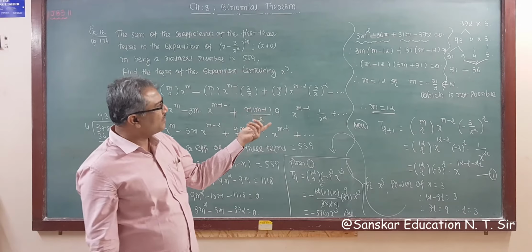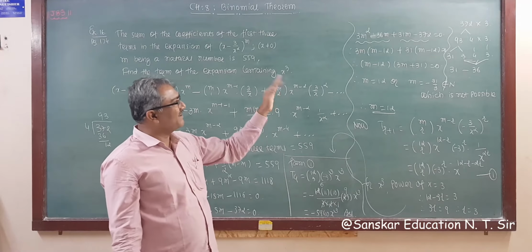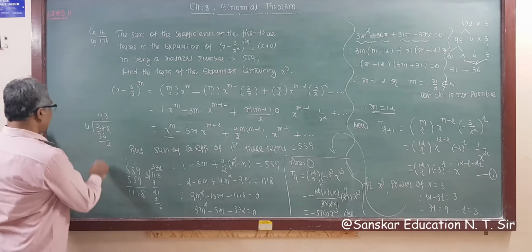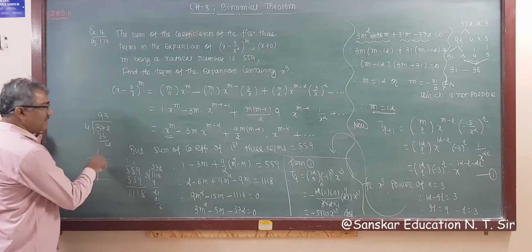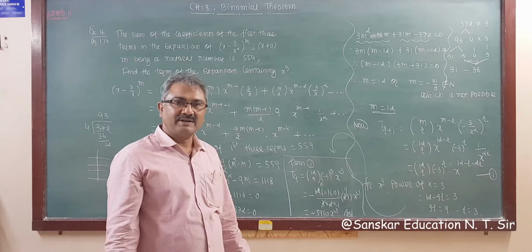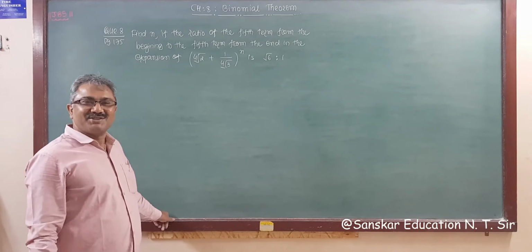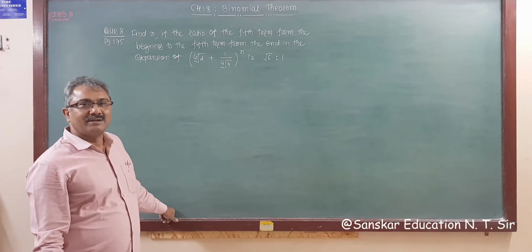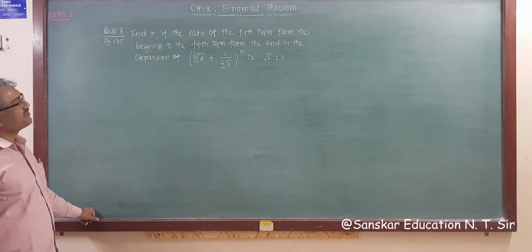And if you don't know, then multiply 372 into 3 and then apply this method, the synthetic division method, and get the factor. Okay, so second last question of this chapter. Question number 8, page 175.